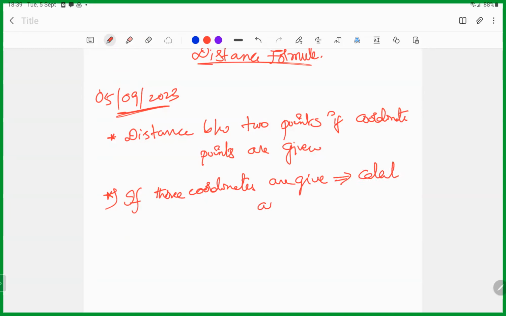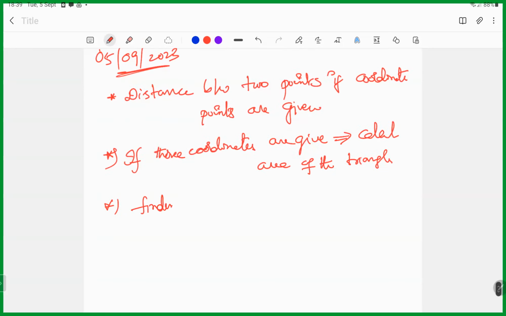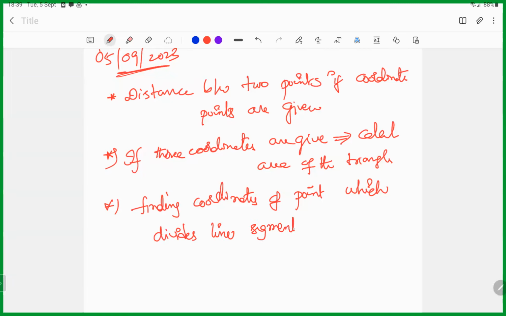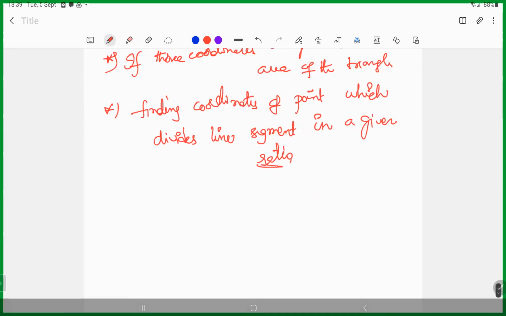So what is the third one? Finding the coordinates of a point which divides a line segment in a given ratio. So these are the three things that we look at here. Okay. Yesterday we looked at the distance formula, right? You know the distance formula?